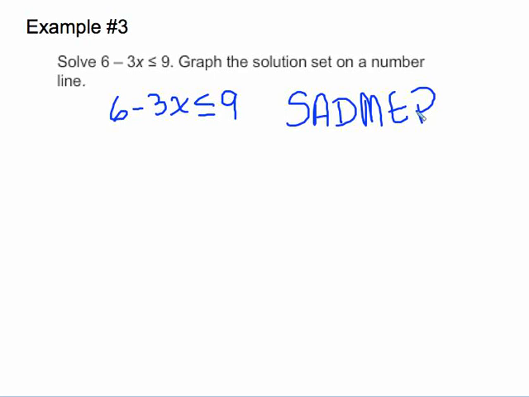I have 6 minus 3x, but I see that this 6 is positive. So we don't actually have subtraction happening here. I have addition because that 6 is being added to a negative variable term. In other words, my coefficient to the variable is negative. I have 6 plus negative 3x is less than or equal to 9 whenever I use my properties of my sign rules, in other words. So I keep, change, keep: that 6 stays positive, add, and then change that 3x to negative 3x. So I have 6 plus negative 3x is less than or equal to 9, which means I'm actually undoing addition first. So I'm going to subtract 6 from each side.